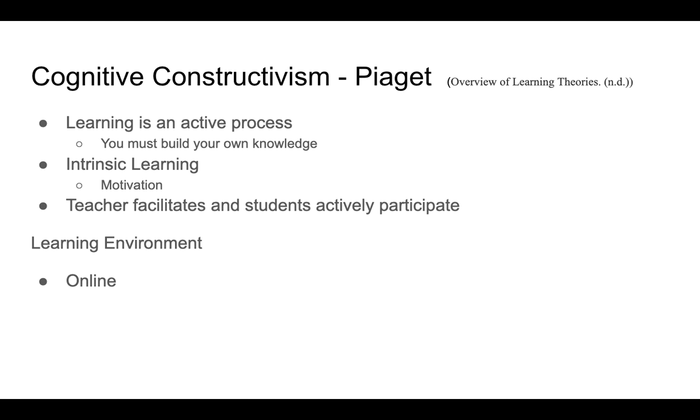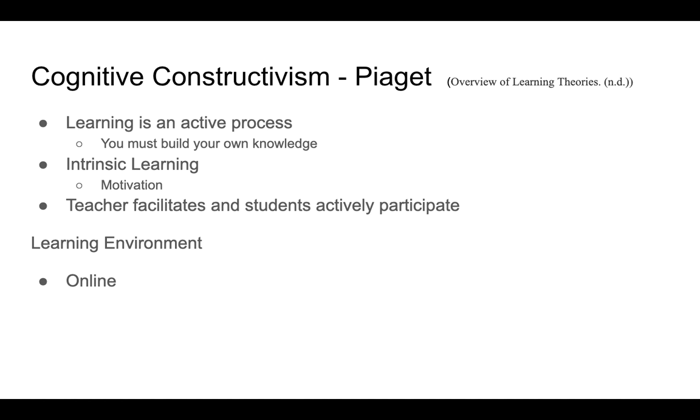There's also cognitive constructivism. Piaget came up with this theory. It says that learning is an active process. As a student, you have to build your own knowledge. This is intrinsic learning. You are motivated to learn, and so you take it upon yourself to learn what you need to do. In this theory, the teacher facilitates the learning and the students actively participate. Much of the Common Core standards that we are using today comes from this cognitive constructivist theory.